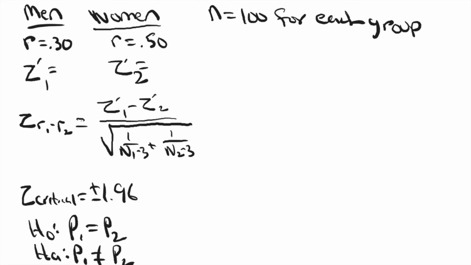Hi everybody, this is Tim Urdan, author of Statistics in Plain English, and in this video what we're going to do is compare two sample correlation coefficients to see if they are significantly different from each other.